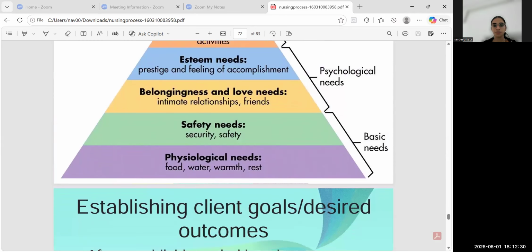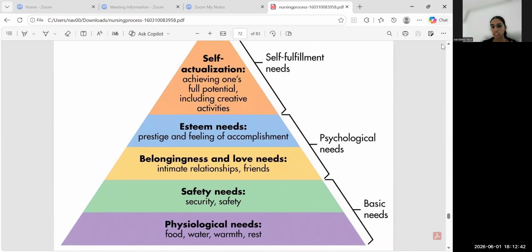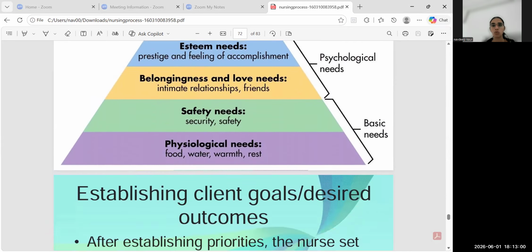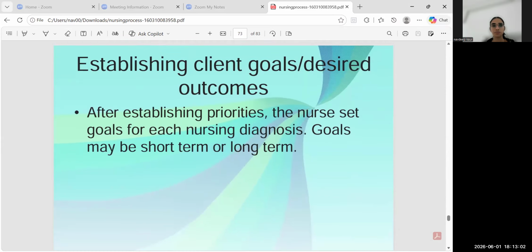And there are some different needs of the patient: physiological needs, food, water, warmth, and rest. We always give the preference to these needs, and safety needs, security, as well. These all come under the basic needs of the patient. Then belongingness, their relationship with friends, and esteem needs, feeling of accomplishment, and self-actualization. These all are the needs which we have to take care of when we are providing care to the patient.